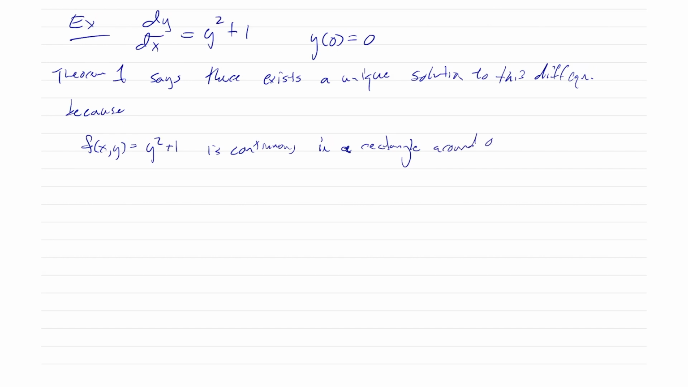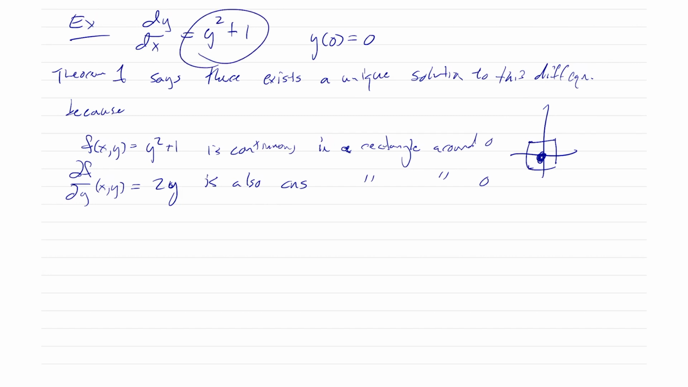It's a polynomial, so it always is. And df by dy of x,y is equal to 2y, which is also continuous in a rectangle around 0, right? So we're starting at this initial value, and for any rectangle it's going to be continuous because it's just a polynomial. Okay, so there's a unique solution, but over a small increment. That's what it always tells us.